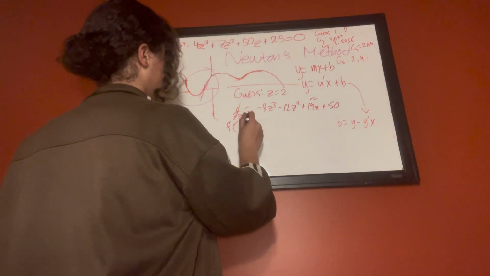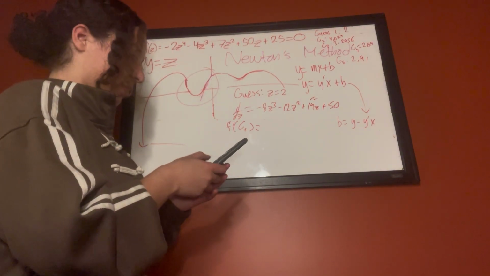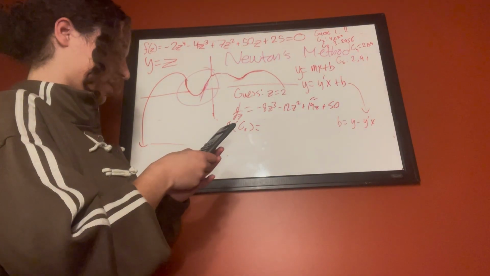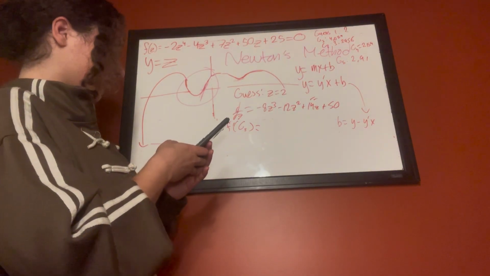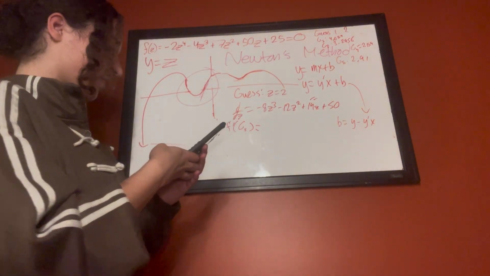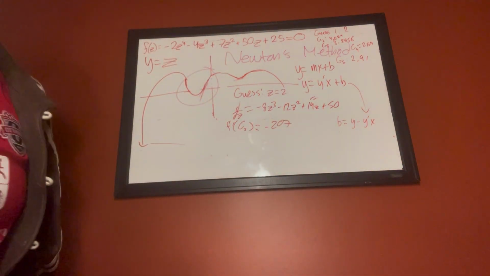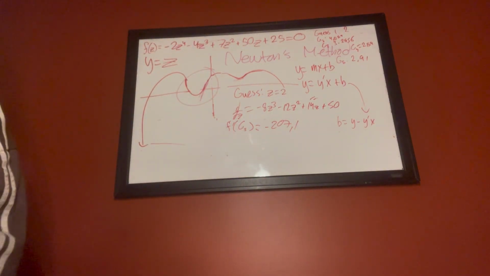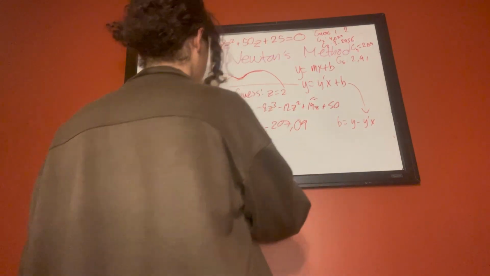f prime of guess 5 is equal to, subbing in x over here, so I'm going to cube that, times minus 8, minus 12 times 2.91 squared, plus 14 times 2.91 plus 50. Okay, so f prime is minus 207.1. Maybe I'll say 0.09. Let's give ourselves a chance here.